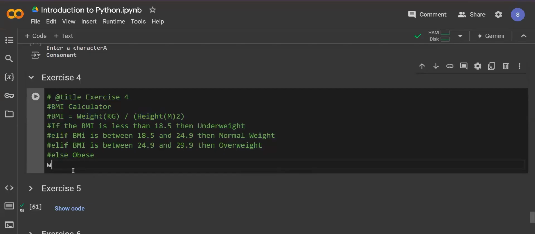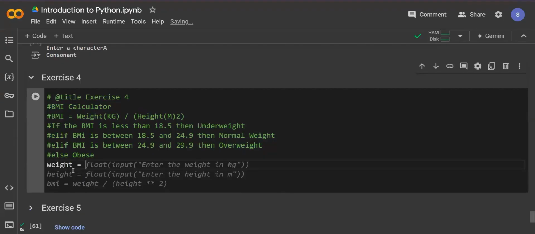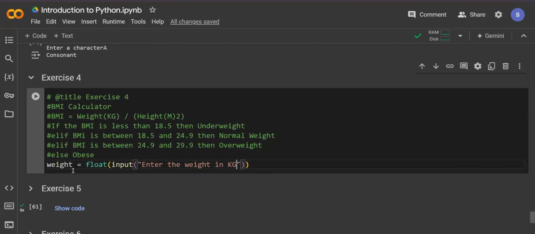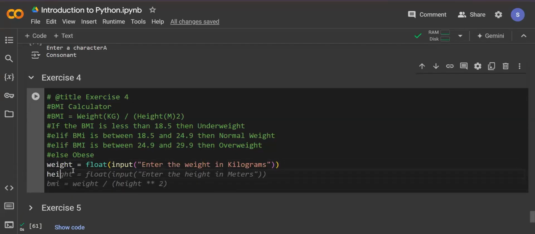So let us write here, weight is equal to float input, since the person can also enter point values. Enter the weight in kgs, or you can type kilograms, correct? Now let's ask the user to enter the height.